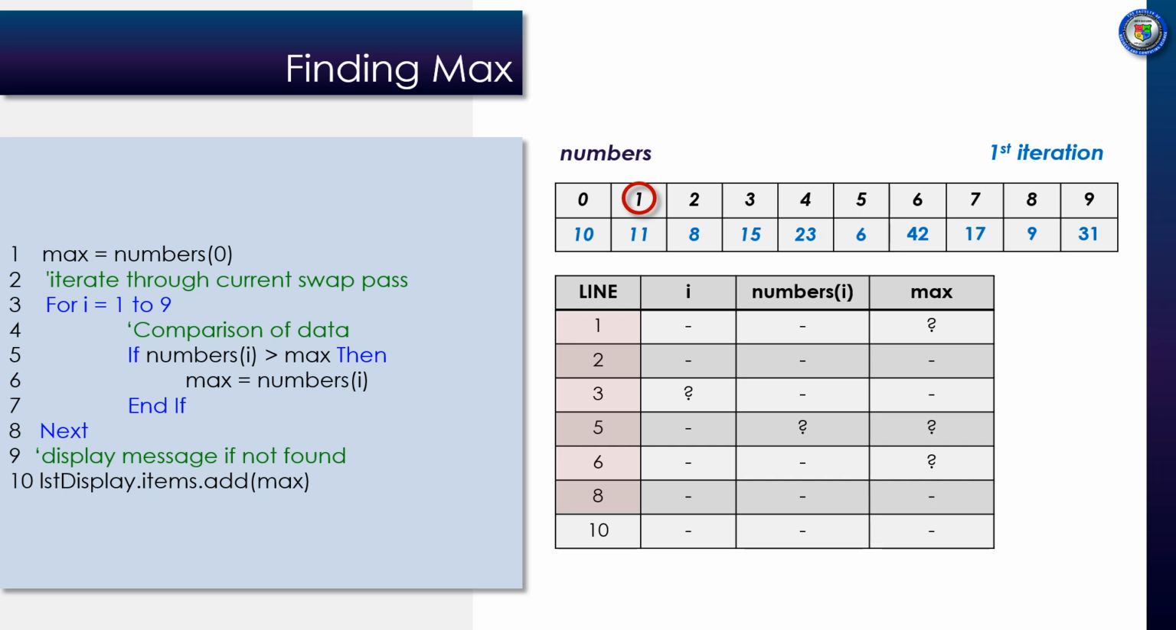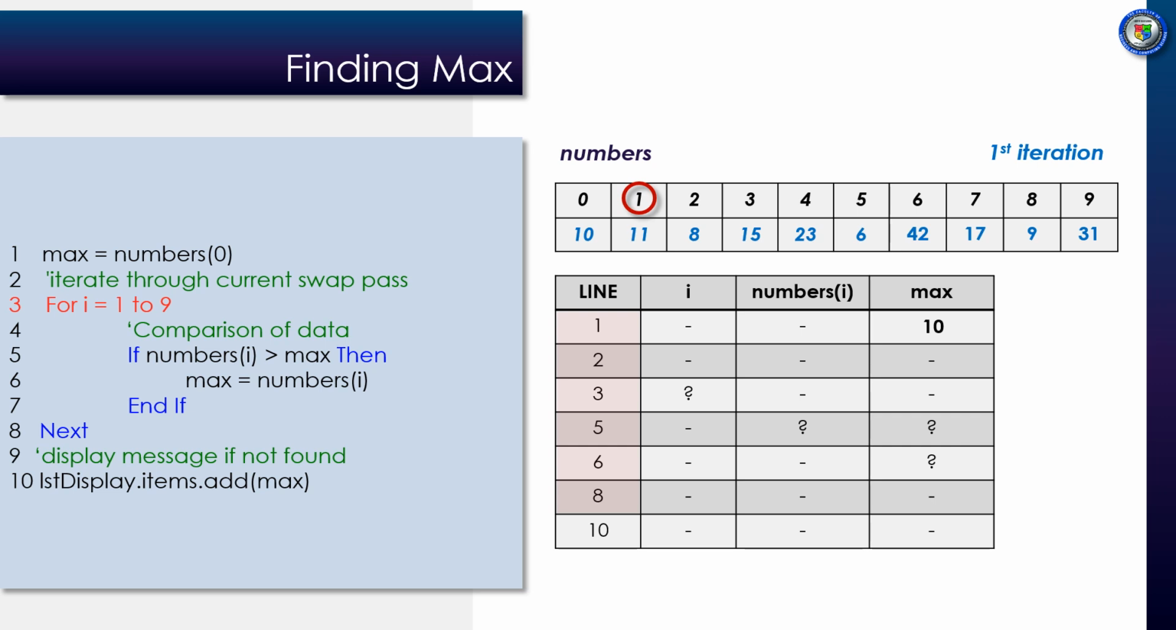As we mentioned earlier, in the first line, max is set to the first value in the array. In this case, it's the first value in the array numbers, which is index 0. So max in this case will be 10. We then enter the loop, which will loop 9 times because we want to start that loop at the second position, which is index 1 through 9.